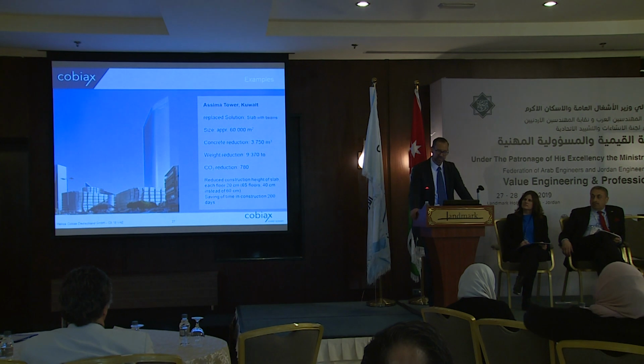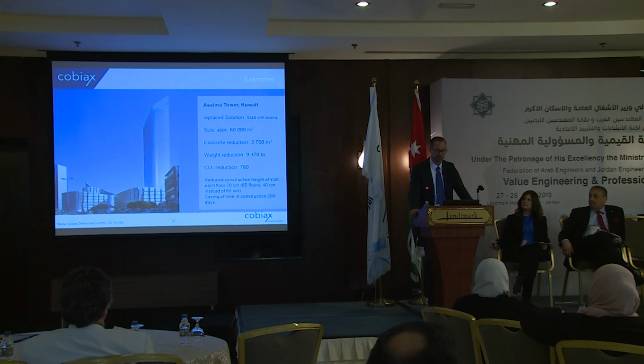Another example is the Asima Tower in Kuwait. This project is also right now under construction. It is the second tallest tower in Kuwait. And in this case, the original solution has been a slab beam combination with 60 centimeter construction height. And the structural engineer could change it to a 40 centimeter Kobiaks slab. So just imagine with 65 stories which height you can save.